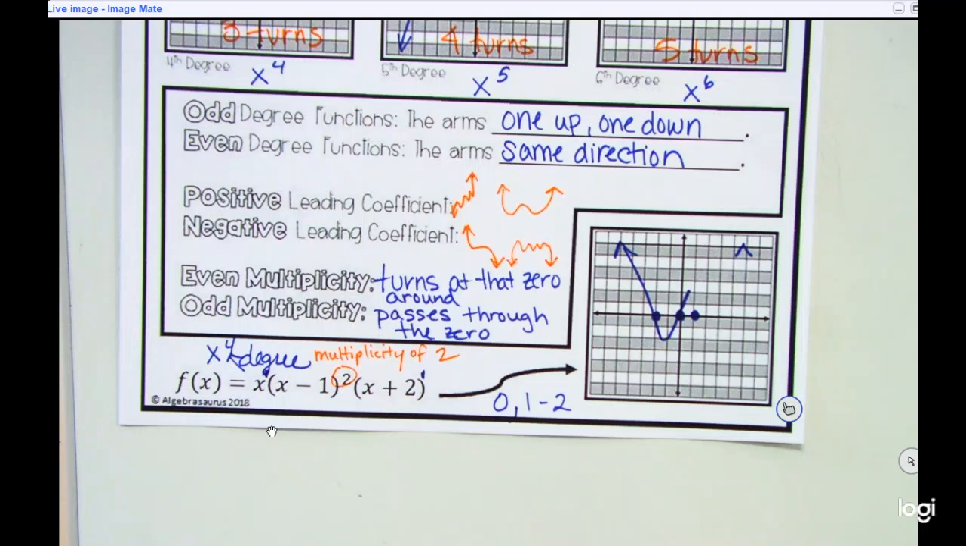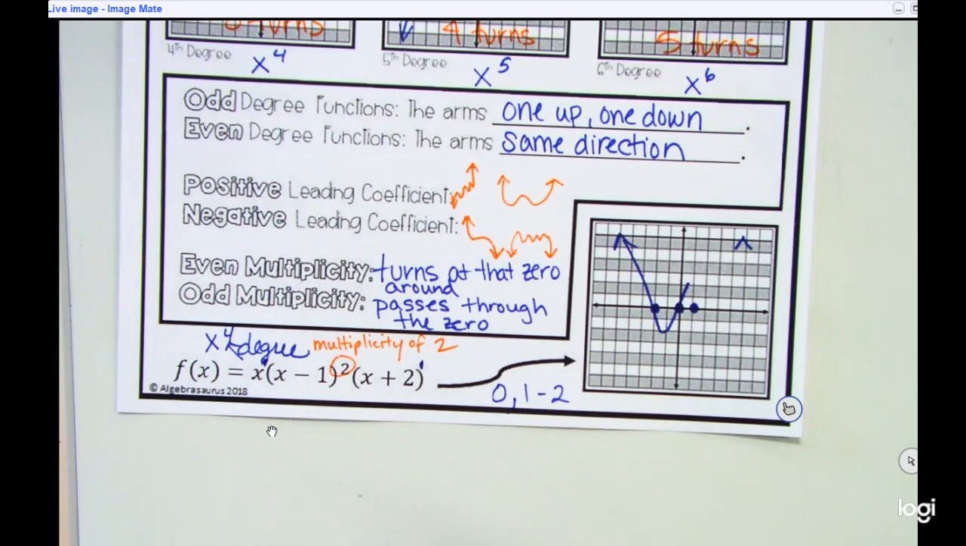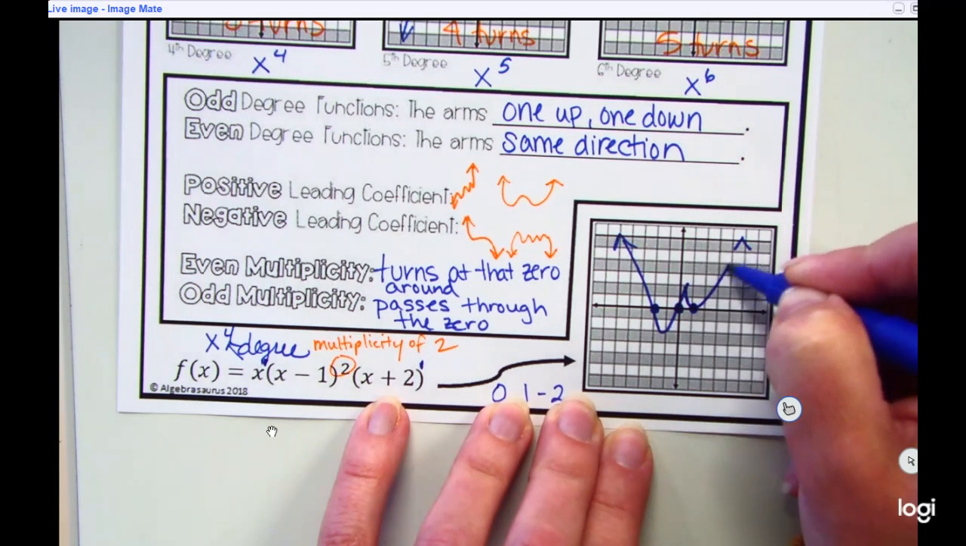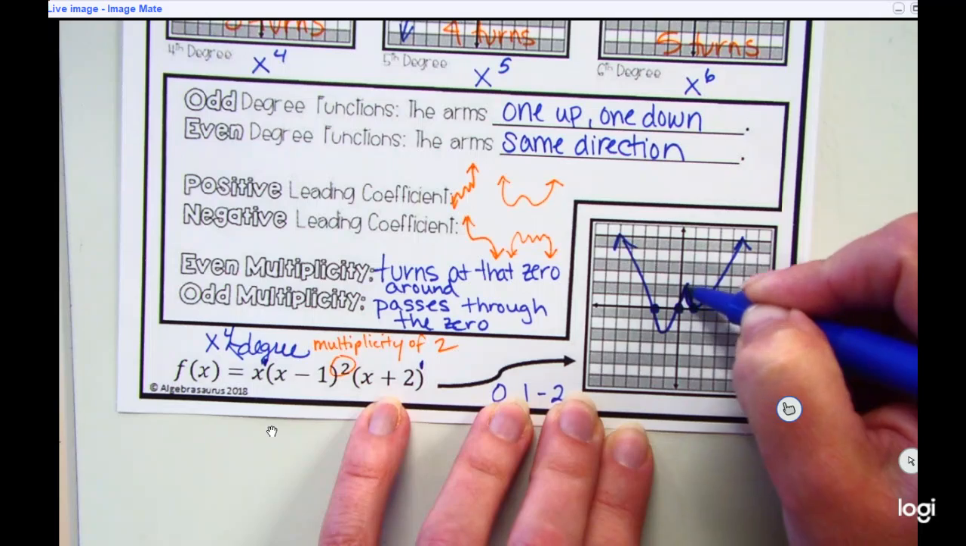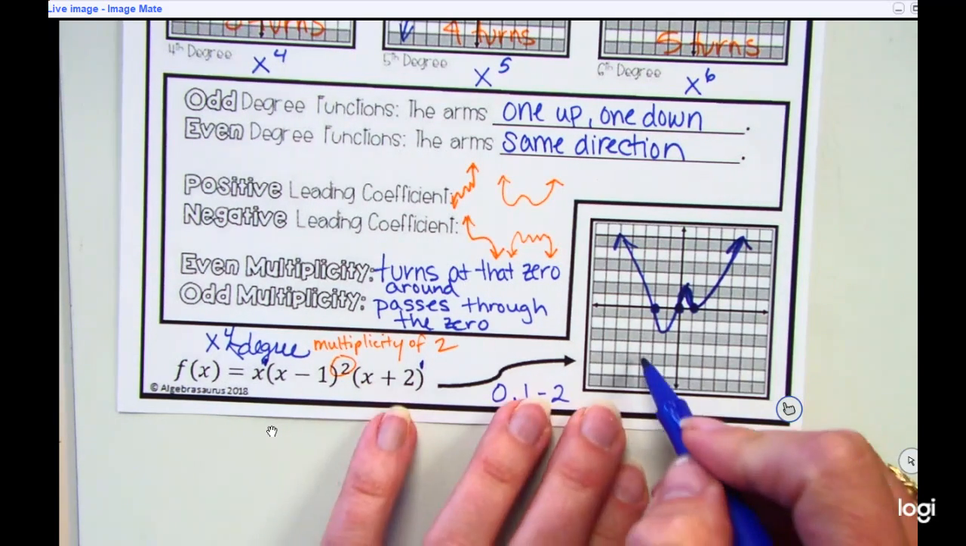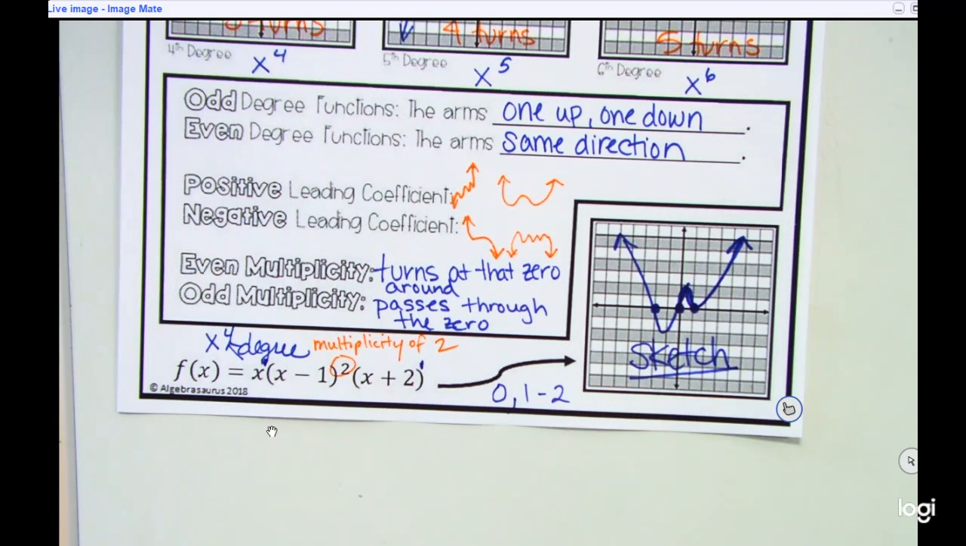And at my next 0 of 1, it had a multiplicity of 2. Even multiplicity means it turns around at that 0, and that's what this does. It's going to go like this. It's going to hit it and bounce back up. Now that shouldn't be a point there. That should be a nice round something or other. And I've got a sketch of what that polynomial looks like. That's not a for sure graph. Let's practice some more. Keep that reference page in front of you.